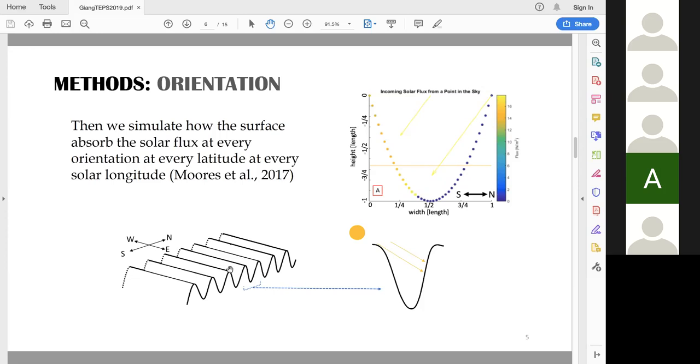And then what we do is we test out different orientations. So this is east-west oriented penitentes. We rotate that, and then we figure out at what orientation you get the most heat going to the bottom as opposed to the sides. And we do this for every latitude and for every solar longitude.